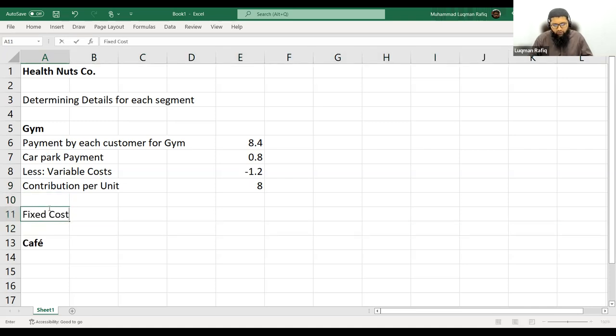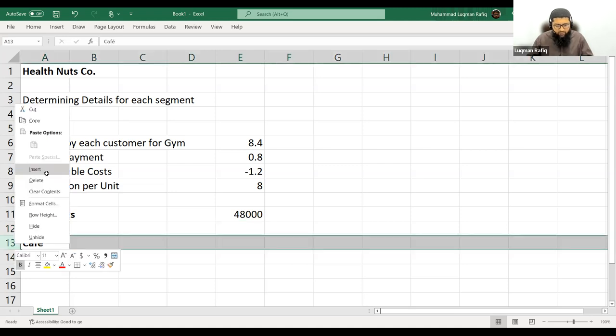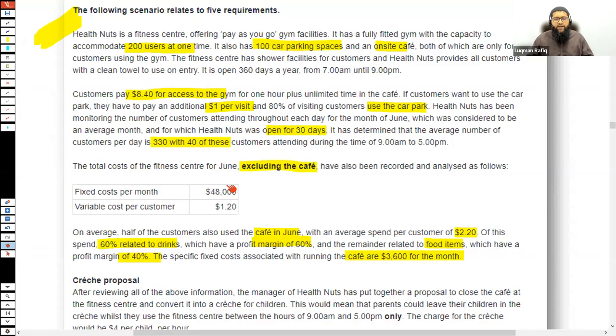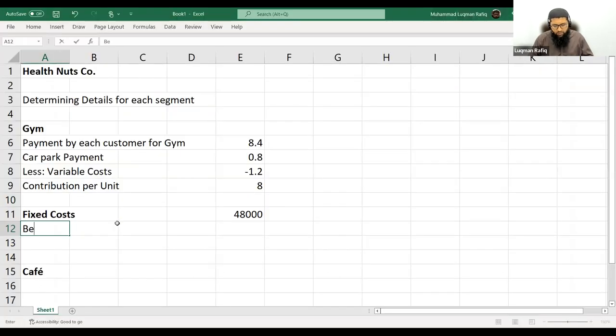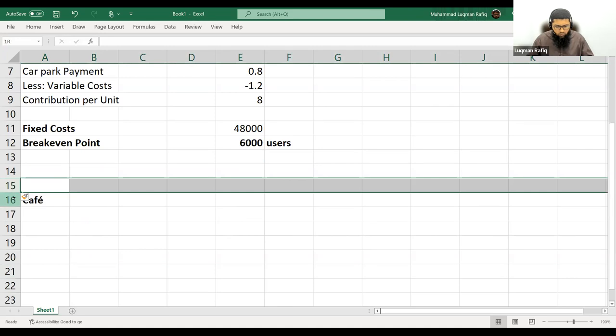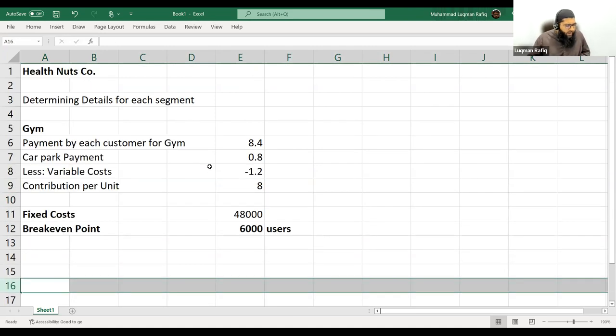Now, what have we got? We have got the fixed cost. And the fixed costs are explained as $48,000. Then what actually happens is that it has to be the break-even point. The break-even point is going to be fixed cost divided by contribution per unit. So break-even point is going to be 6,000 users. Yeah, do you get it?